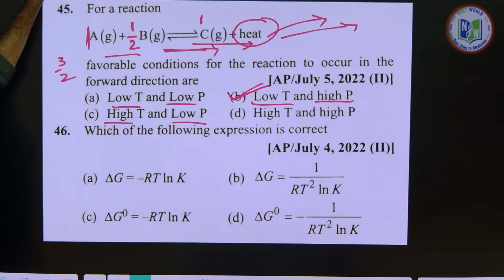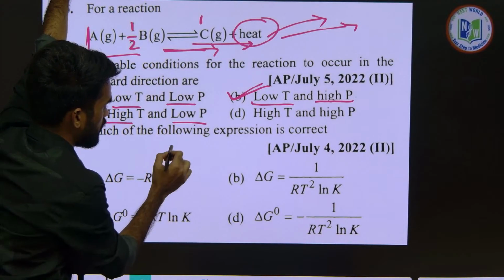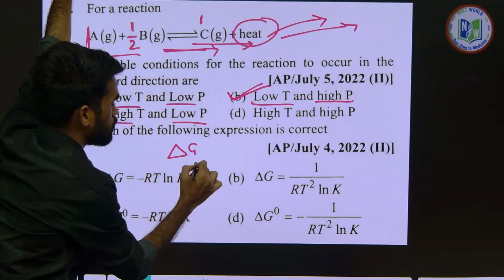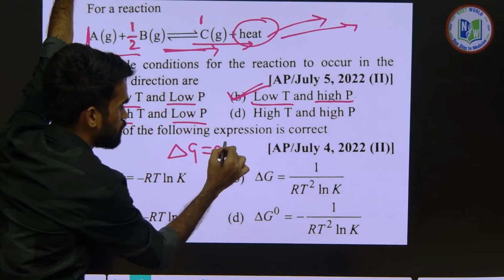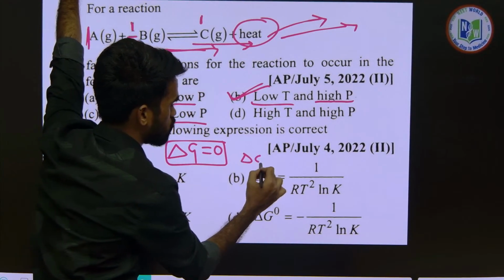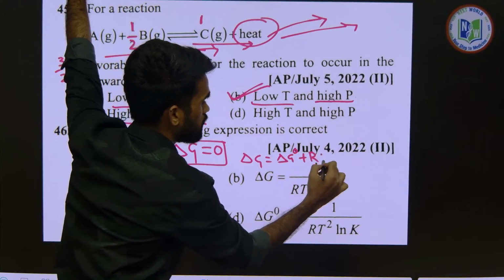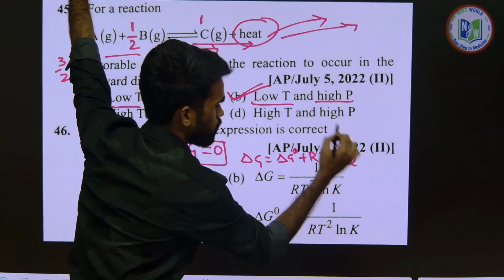Okay, and then next we have a relation between delta G and equilibrium constant. See, at an equilibrium state, delta G will be 0. Okay, and how can you write this delta G? Delta G is equal to delta G naught plus RT ln Q.